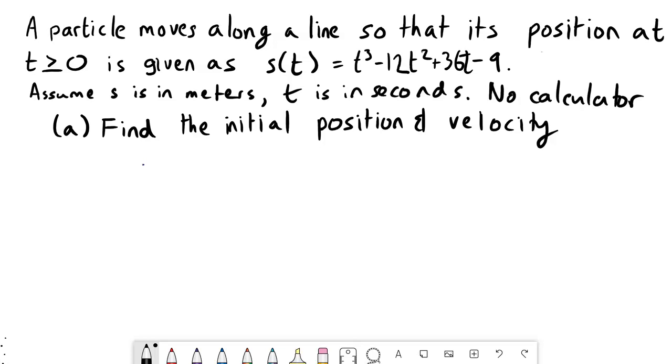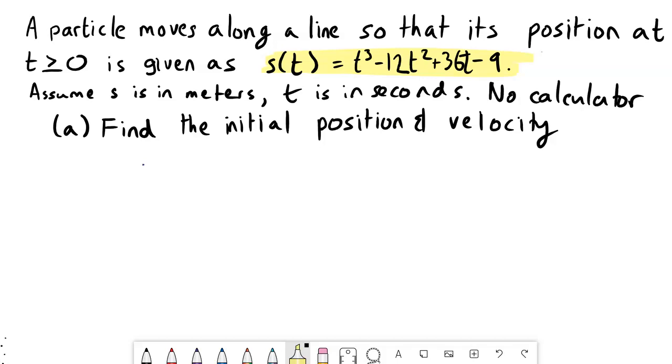We're just going to look at it one part at a time. So I have part A here. Let me just read the initial setup. A particle moves along a line so that its position for t greater than 0 is given as this. So this is the important part, right? The position, this is where we'll be able to find everything. Assume s is in meters, so the position is in meters, and t is in seconds.